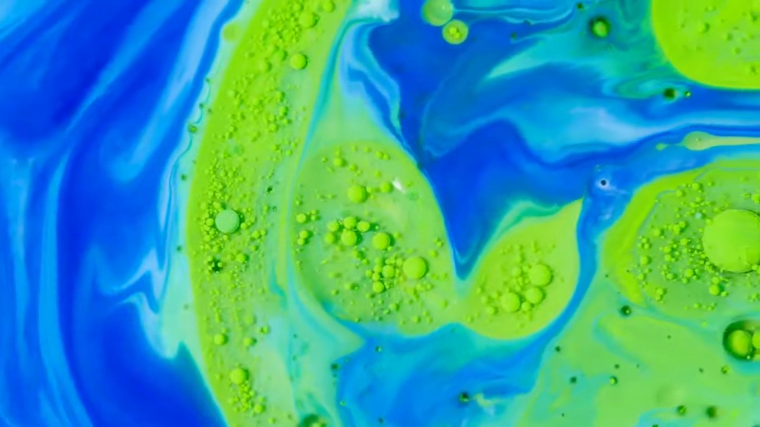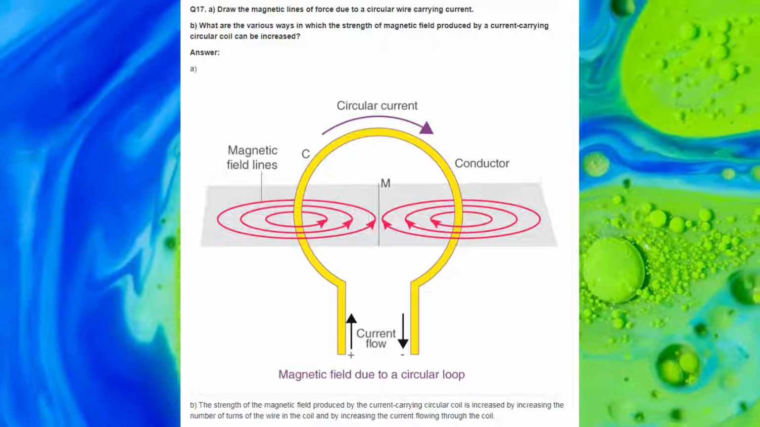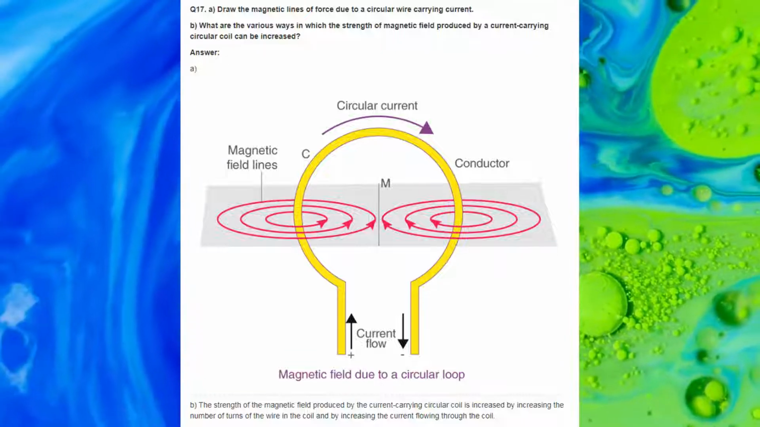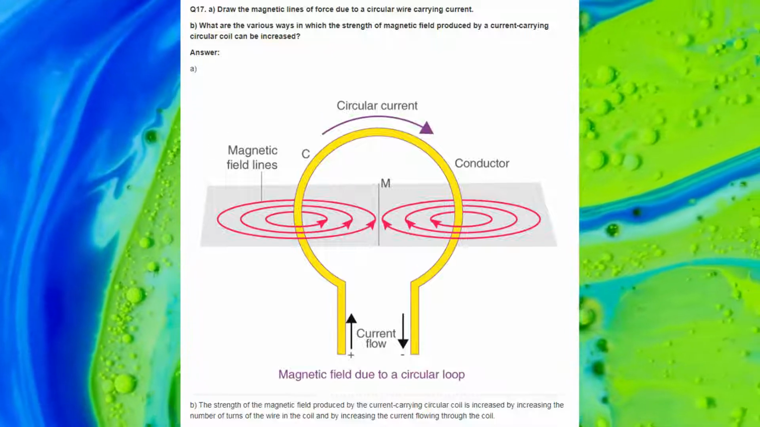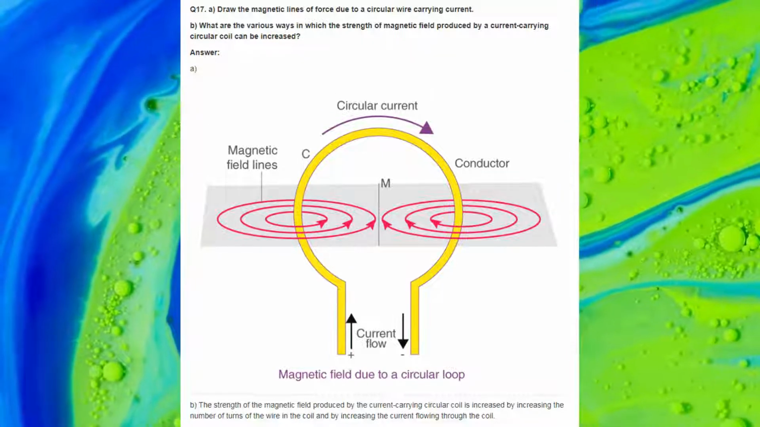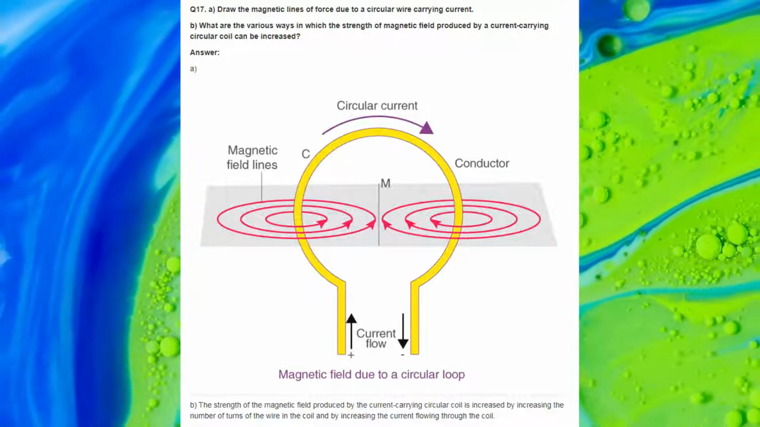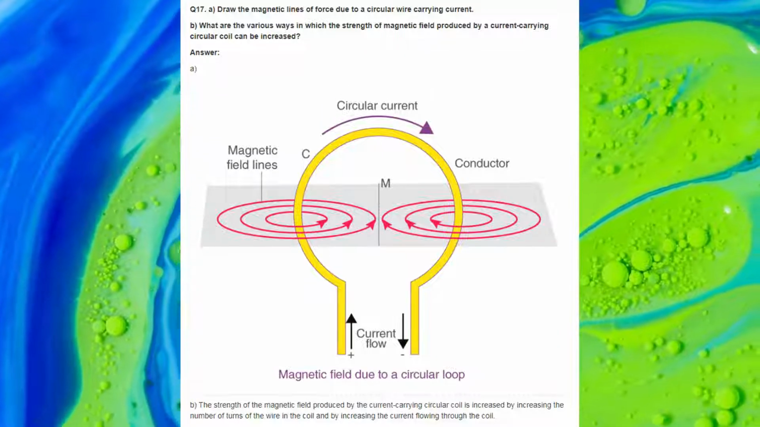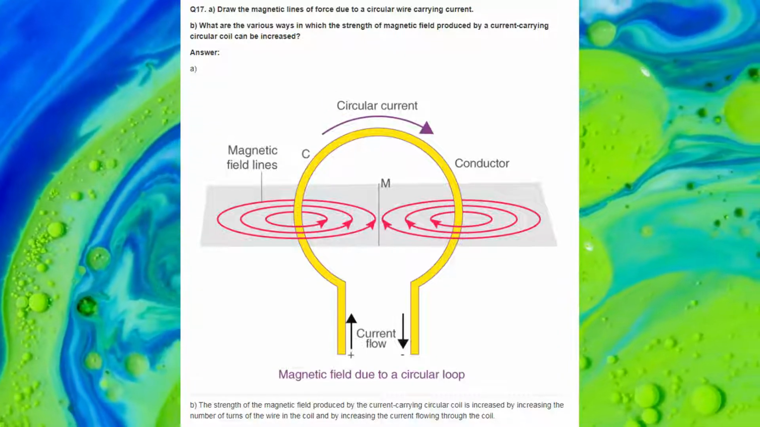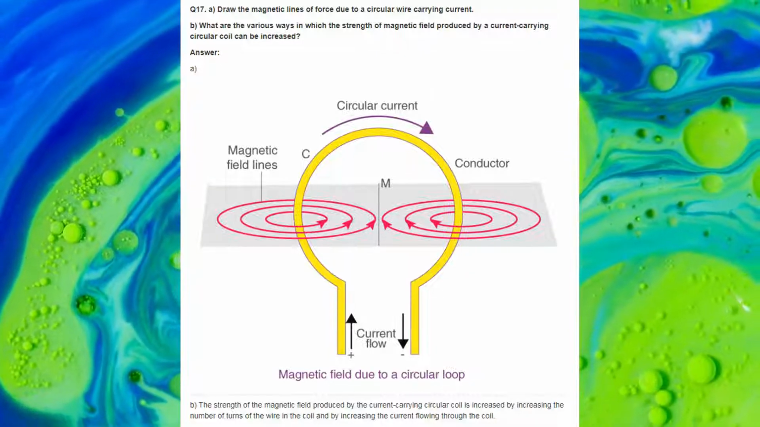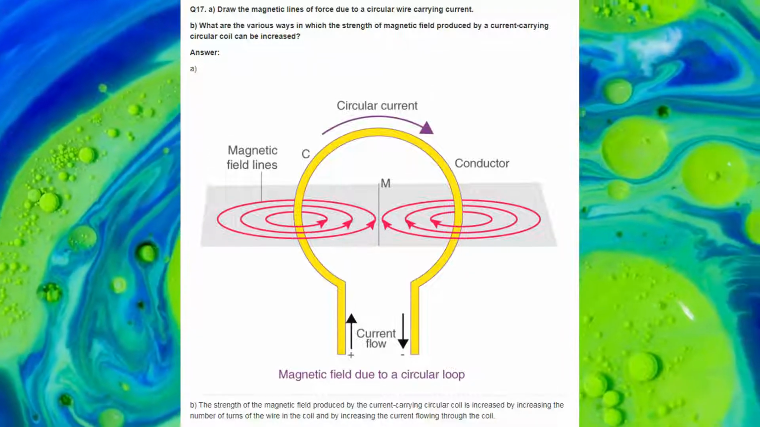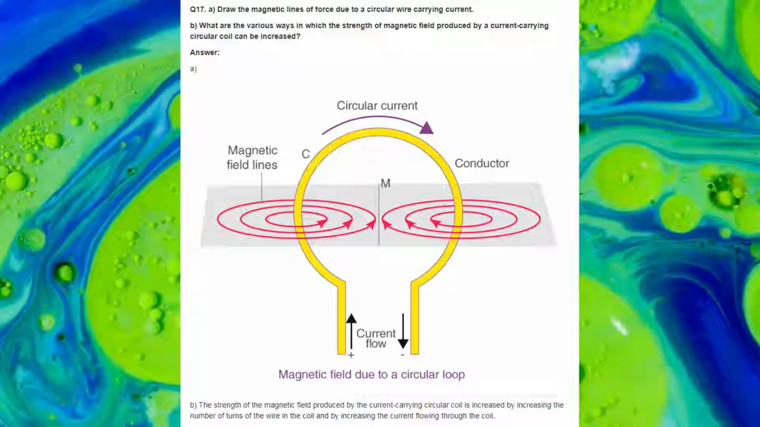A. Draw the magnetic lines of force due to a circular wire carrying current. B. What are the various ways in which the strength of the magnetic field produced by a current-carrying circular coil can be increased? Answer: B. The strength of the magnetic field produced by the current-carrying circular coil is increased by increasing the number of turns of the wire in the coil and by increasing the current flowing through the coil.